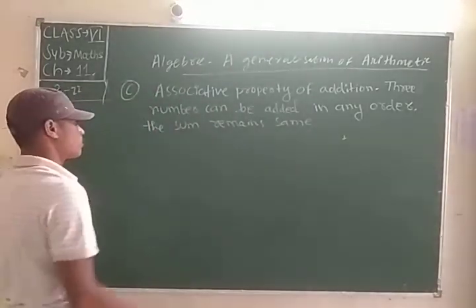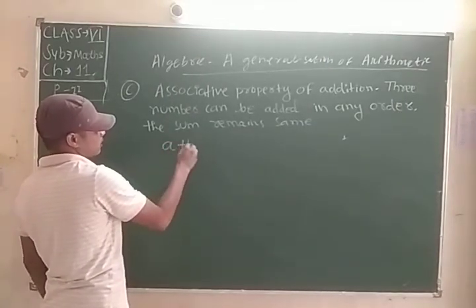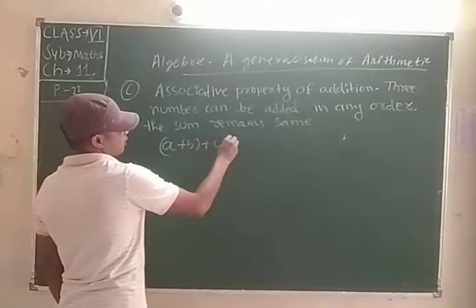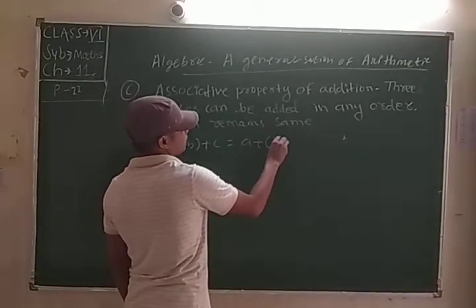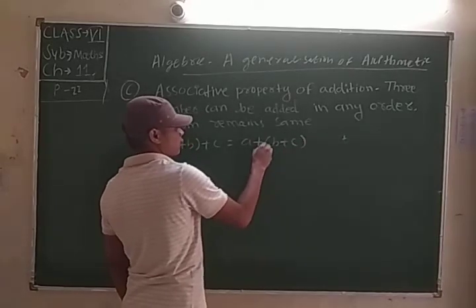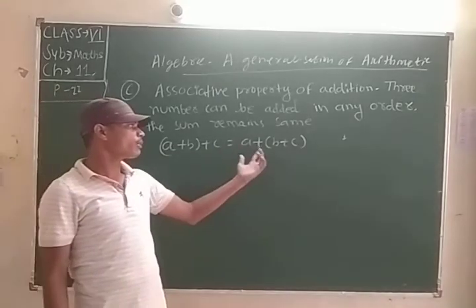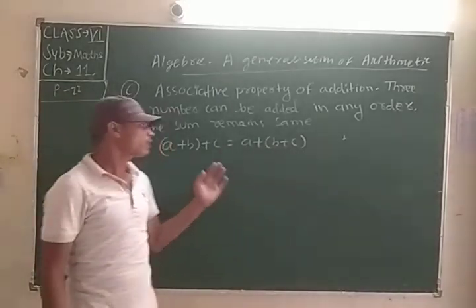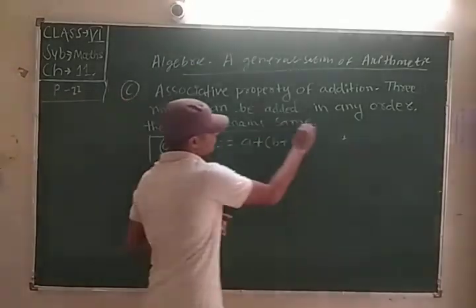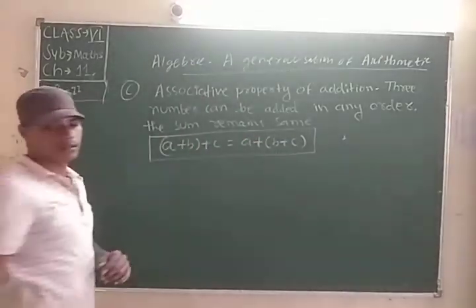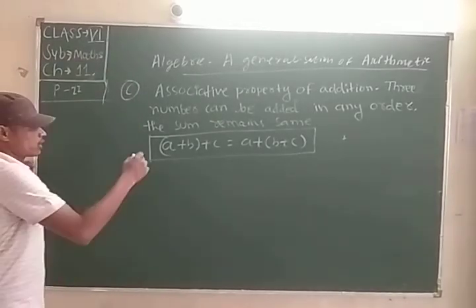Then what is the rule for this one? According to the terms, (a plus b) plus c equal to a plus (b plus c). Here the order will be changed. That means here (a plus b) plus c, and here a plus (b plus c). Here the order will be changed. This is the rule for the associative property. Now we take a numerical value for this one.